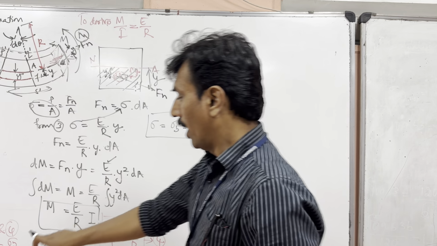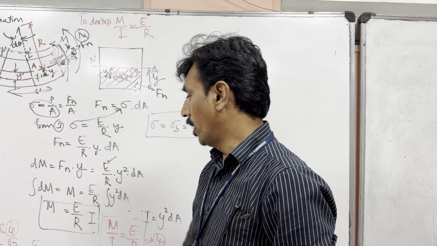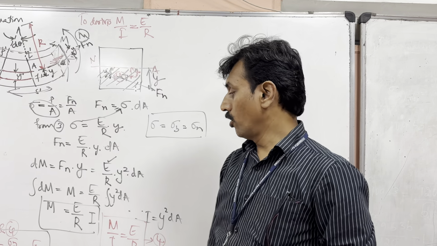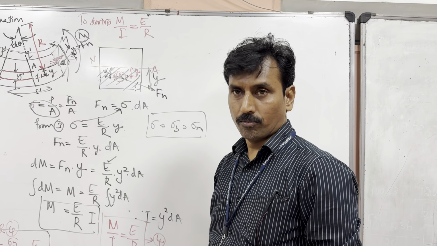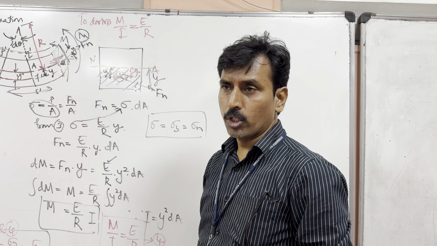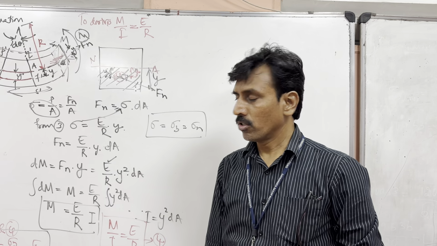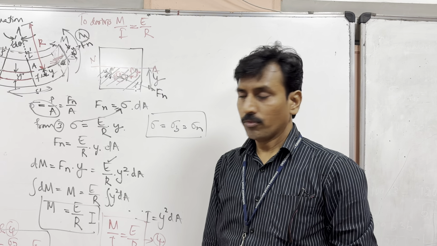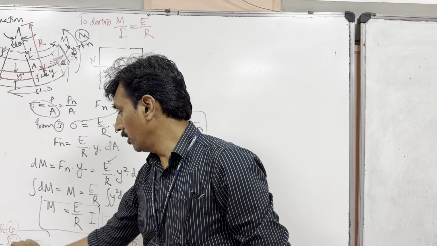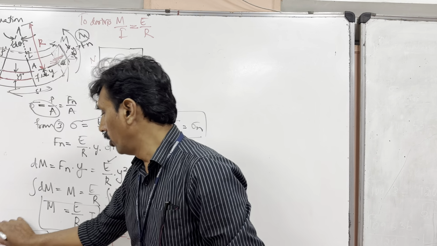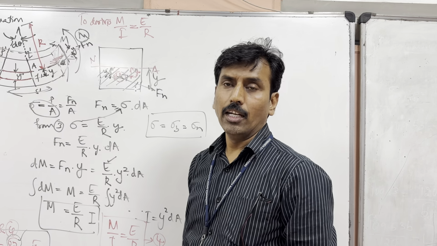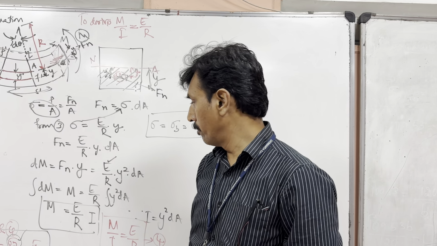Sigma normal and sigma bending, all these are the same. So therefore, you can write this final equation here, which is M by I is equal to sigma B by Y is equal to E by R, which is called the flexure equation or bending equation, which is usually asked in most of the examinations. By using this equation, you can solve for bending stress in a material if you know the moment of inertia and y, which is the maximum distance from the neutral fiber to the extreme fiber.